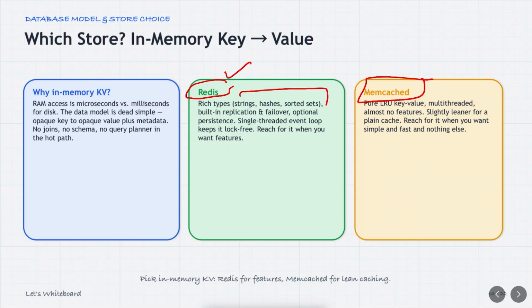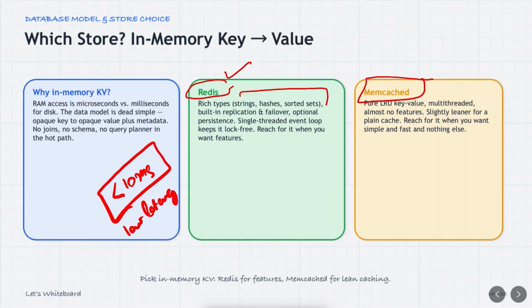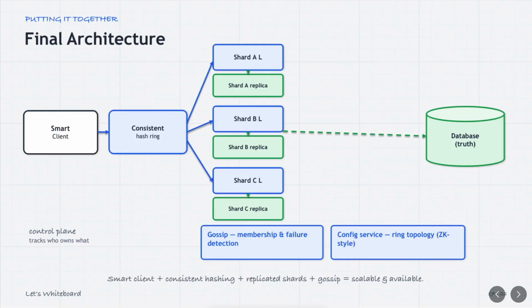And why should we choose in-memory? Because RAM access is in milliseconds, which helps us follow the less than 10 milliseconds low latency non-functional requirement. So that is why we choose in-memory key-value pair. So let's see how the final architecture looks.